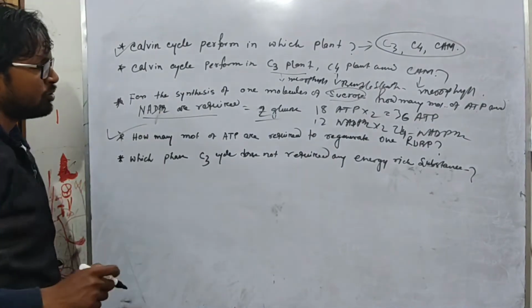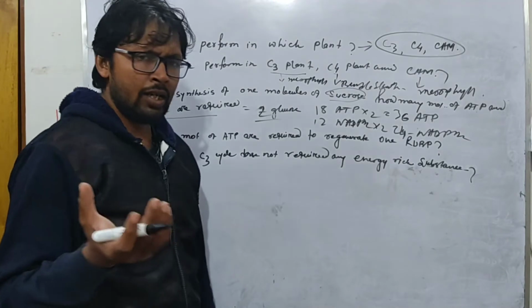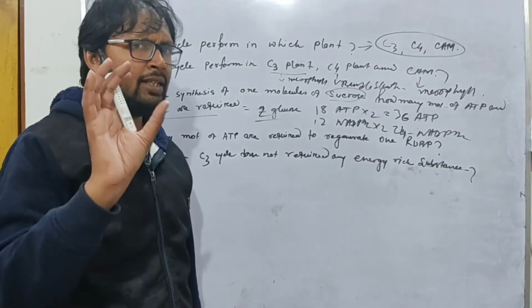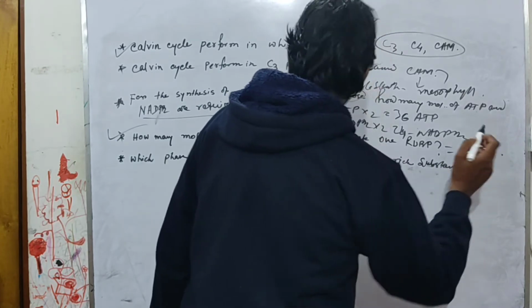Now how many molecules of ATP are required to regenerate one RuBP? For regeneration of one RuBP, 1 ATP is required.